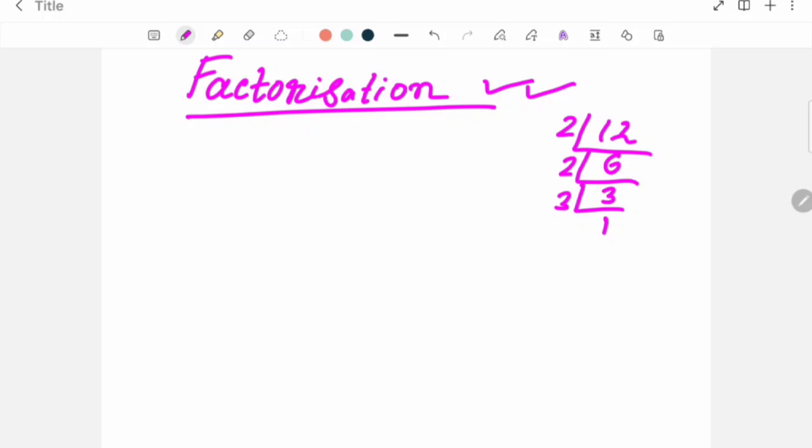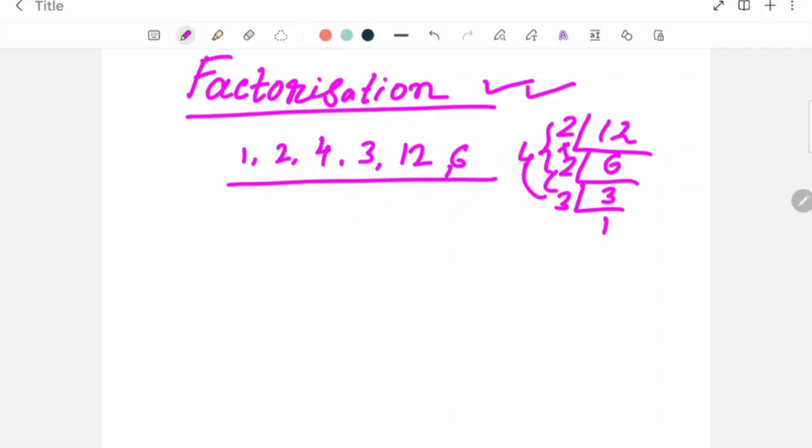Again by 3, 1 will come. So what are the factors of 12? 1 is there, 2 is there, and if we multiply 2 and 2, it is 4. So these are the factors. Like 3 is also there. Like this, 4 and 3, if we multiply, 12 is also a factor. Like this 2 and 3, if we multiply, then 6 is also a factor of 12. Like this, these are the factors of 12.